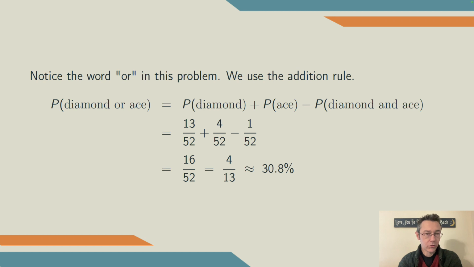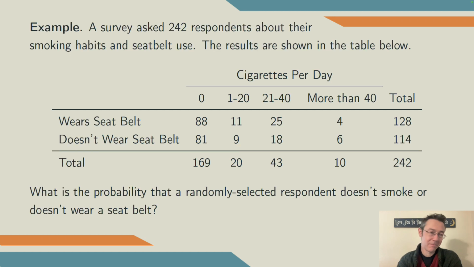So we're going to use the addition rule, and the big tip-off there is the word or. So the probability of a diamond or an ace is the probability of a diamond, plus the probability of an ace, minus the probability that the card is both a diamond and an ace. So there's 13 diamonds out of 52 total, 4 aces out of 52 total, and 1 ace of diamonds out of 52 total. So we're doing 13/52 plus 4/52 minus 1/52. We get 4/13, about 30.8%.